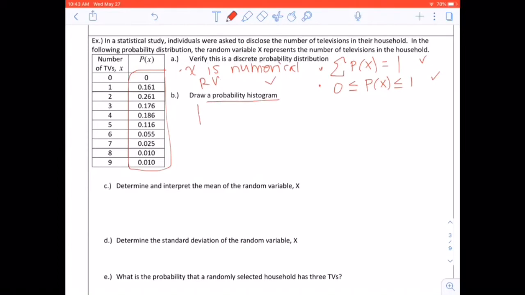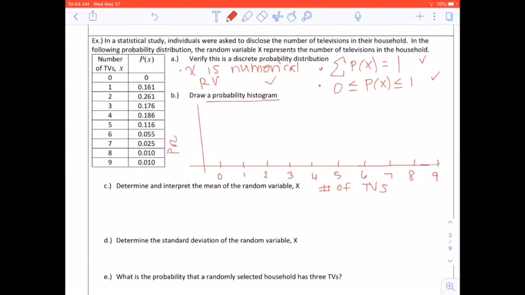So the probability histogram is going to be your probabilities on your vertical axis and the random variable on the horizontal. So the random variable that we have is going to go from 0 through 9, and this is the number of TVs. Make sure you label your axes. And then the probabilities need to go on that vertical axis.